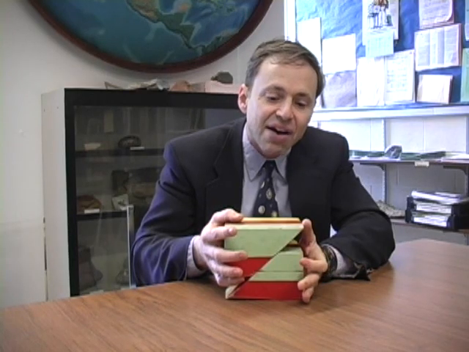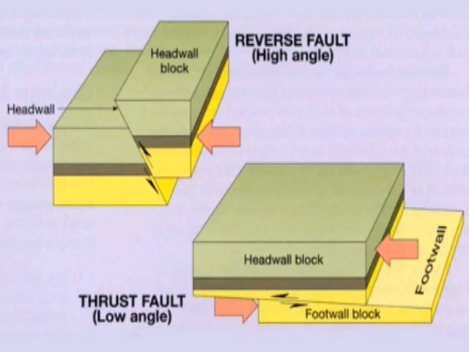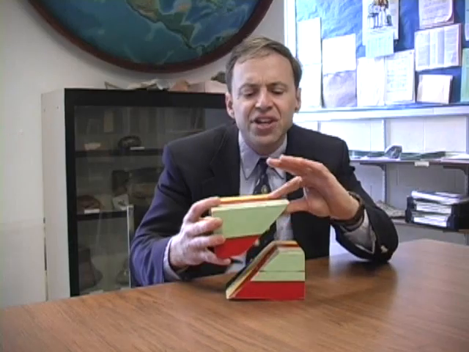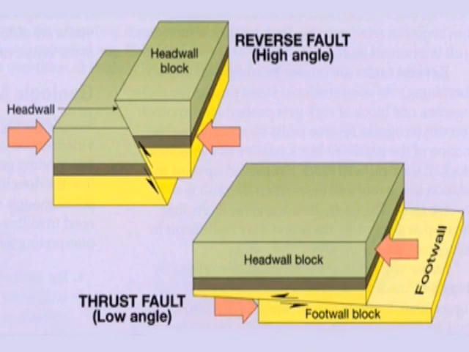That is what is called a reverse fault, because it is reverse with respect to gravity. Gravity wants things to fall down. So pushing up is reverse with respect to gravity. So this is a reverse fault. If this angle on our reverse fault gets real small, less than 30 degrees, we name it a thrust fault. A thrust fault is a type of reverse fault.